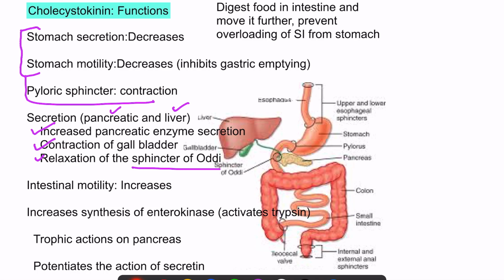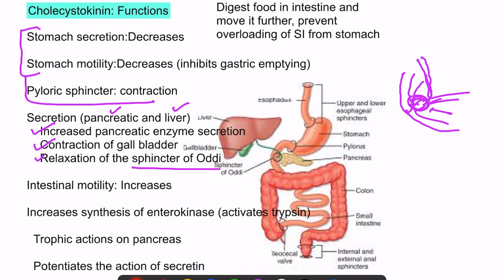Sphincter of Oddi: we have seen in the pancreatic secretion that it is present at the ampulla of Vater. So here the ampulla of Vater opens into the duodenum at the duodenal papilla. Somewhere here the sphincter of Oddi is present. When this relaxes, only then are the contents of the pancreatic secretion and from the gallbladder going to enter into the duodenum. Okay, so that is what relaxation of the sphincter of Oddi does.